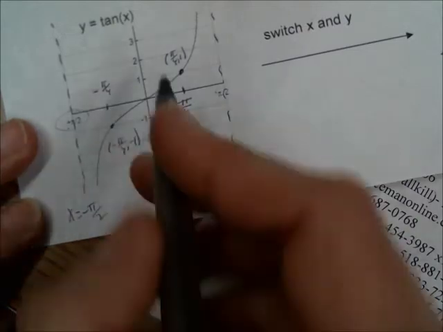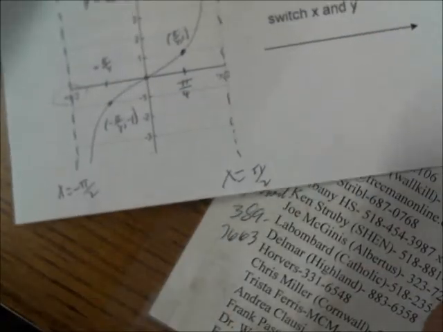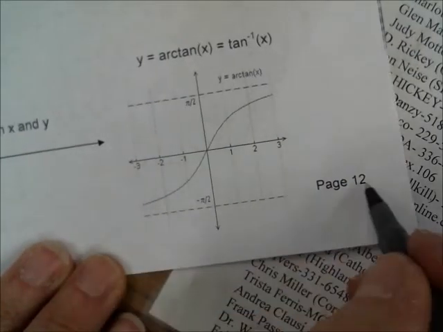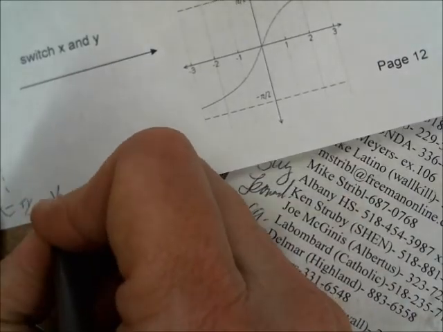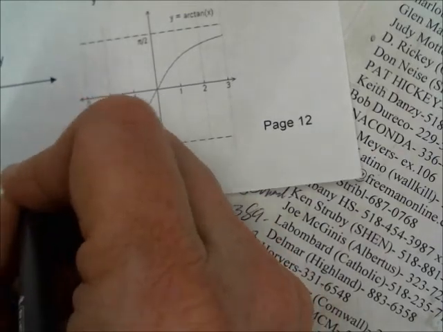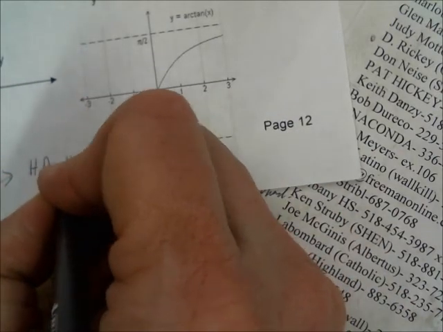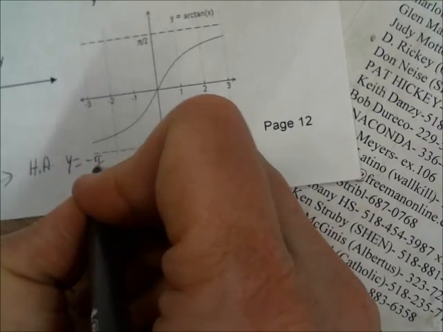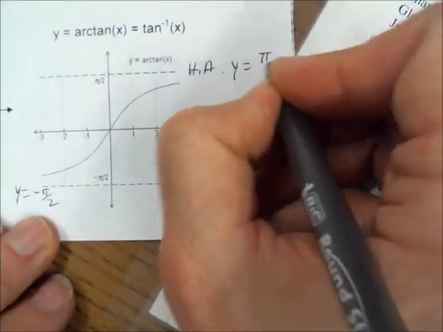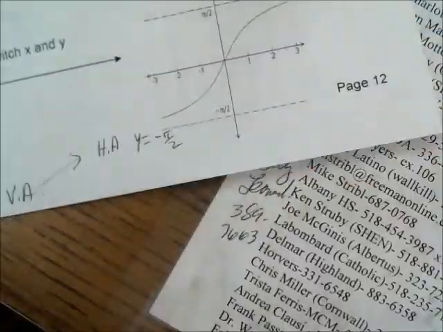So we're going to take all these things, the 2 asymptotes and the 3 important points. We're going to switch all the x's and y's, and we're going to make an arctangent graph. I've already given you the horizontal asymptote. See, this is a vertical asymptote over here on the original one. Well, the vertical asymptote becomes a horizontal asymptote, which is y equals negative pi over 2. And this up here, this dotted line, is another horizontal asymptote, which is y equals positive pi over 2. The x's became the y's.